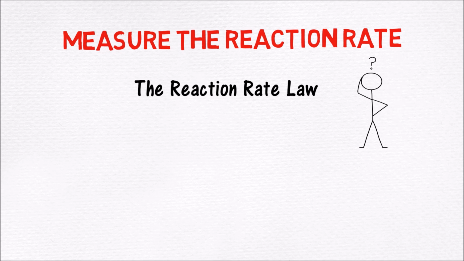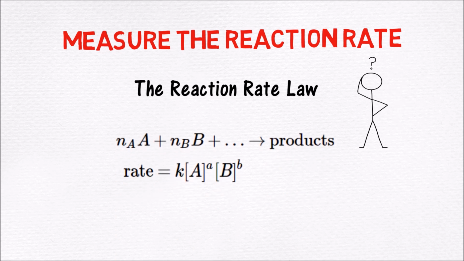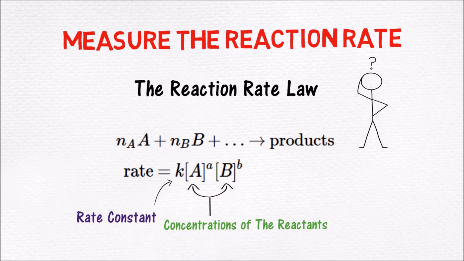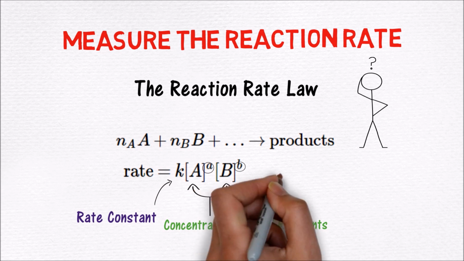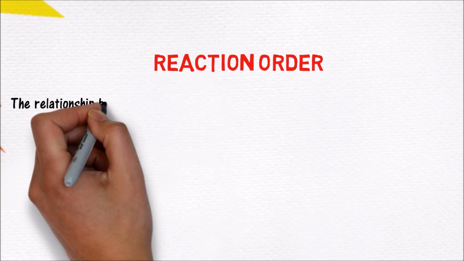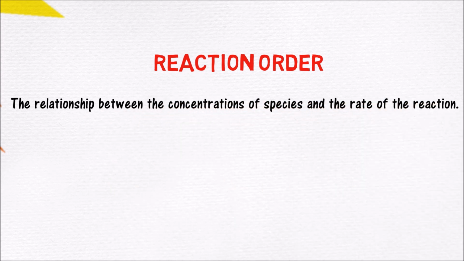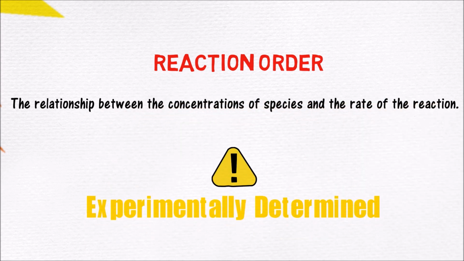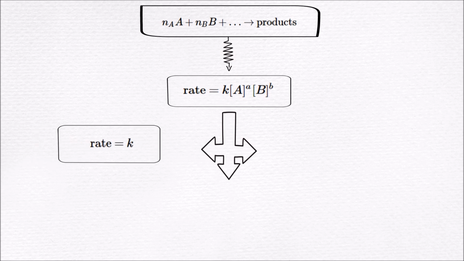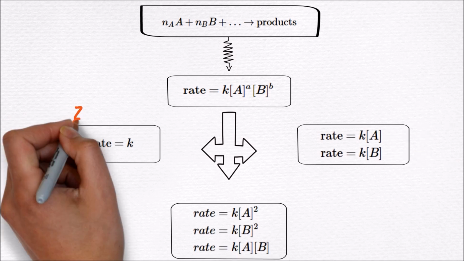So, what is the reaction rate law? It is an expression which relates the rate of the reaction to the rate constant and the concentrations of the reactants. The exponent is known as the order of the reaction with respect to that substance, where the overall order of the reaction is found by adding the individual orders. The reaction order is the relationship between the concentrations of species and the rate of the reaction, which can only be determined experimentally. Chemical reactions are often classified as zero-order, first-order, and second-order reactions.